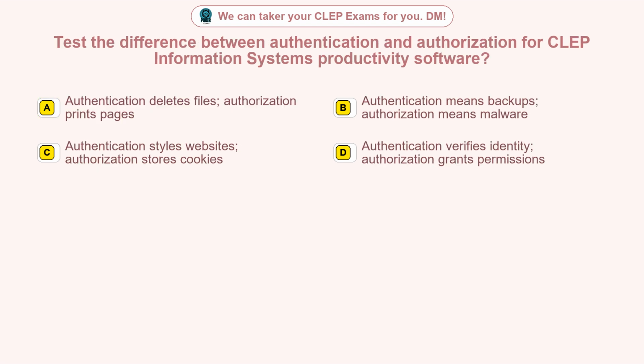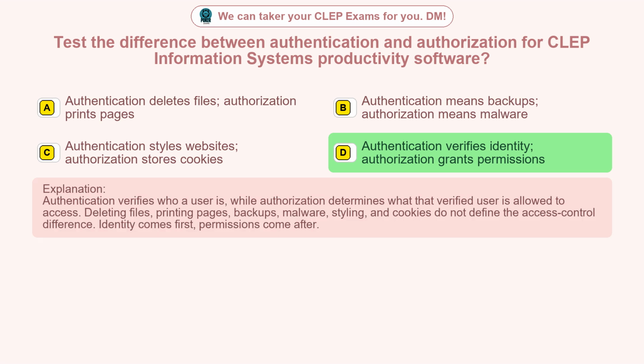Question 46. Test the difference between authentication and authorization for CLEP Information Systems productivity software. Option A. Authentication deletes files, authorization prints pages. Option B. Authentication means backups, authorization means malware. Option C. Authentication styles websites, authorization stores cookies. Option D. Authentication verifies identity, authorization grants permissions. The correct answer is option D. Authentication verifies identity, authorization grants permissions.